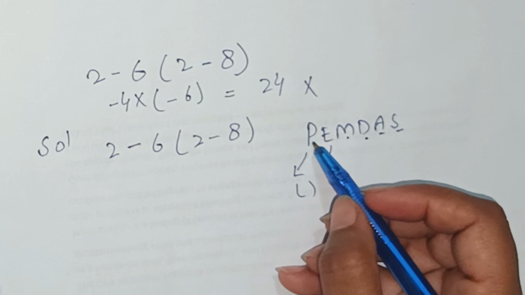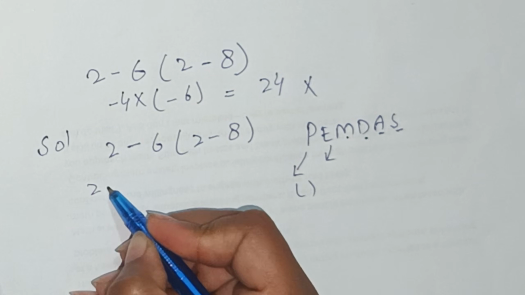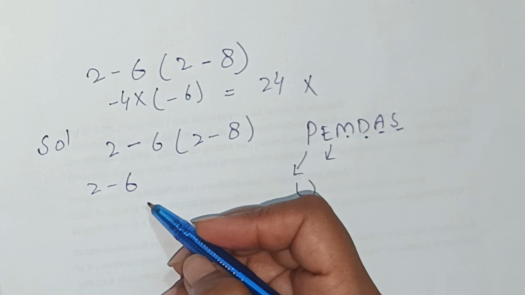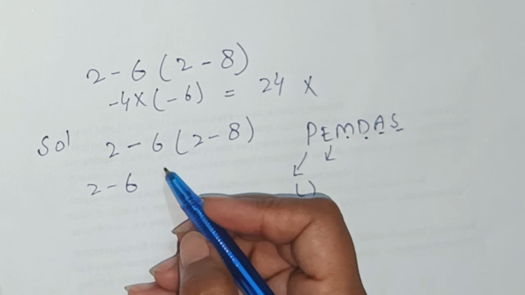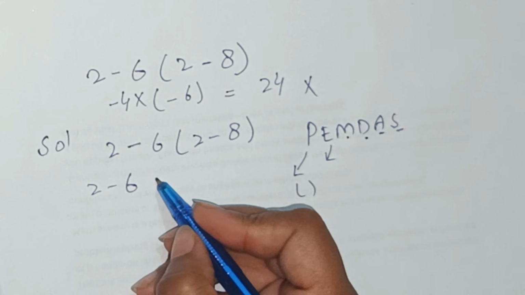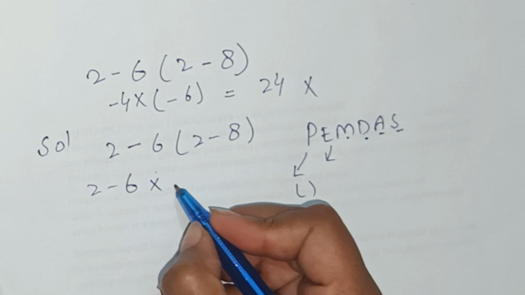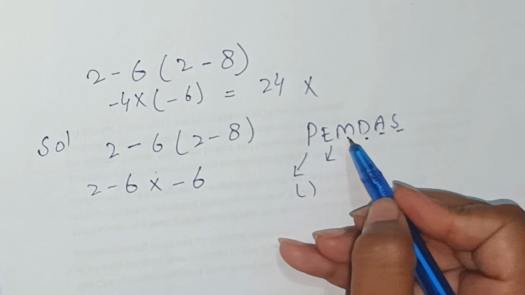So according to this rule, we solve the parenthesis first. So we have 2 minus 6. Look at this parenthesis part. We have 2 minus 8, and 2 minus 8 is equal to negative 6. So we have 2 minus 6 multiplied by negative 6.